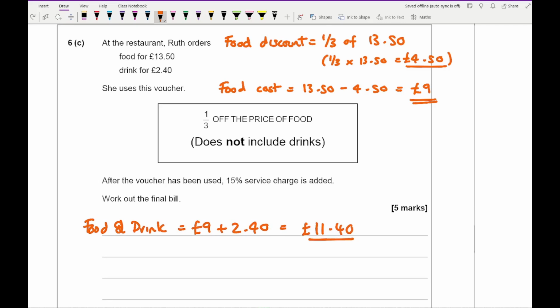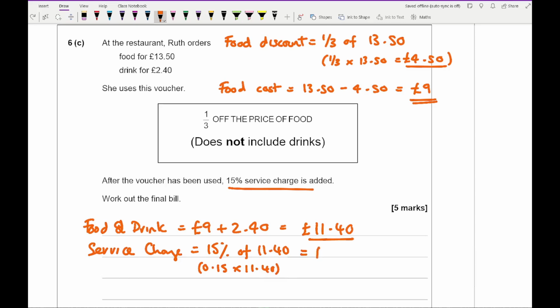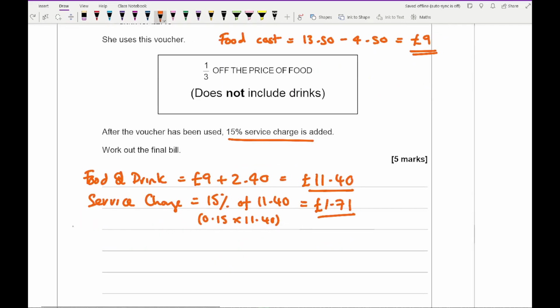So the next thing for me to do is to work out the service charge, which is 15%. So I want to work out 15% of £11.40. Now how do I do that? Well, if I convert 15% into a decimal and multiply that by £11.40, it comes up to a cost of £1.71. So to work out the total, all I then need to do is add those two numbers up. £11.40 plus £1.71 comes up to a total of £13.11.